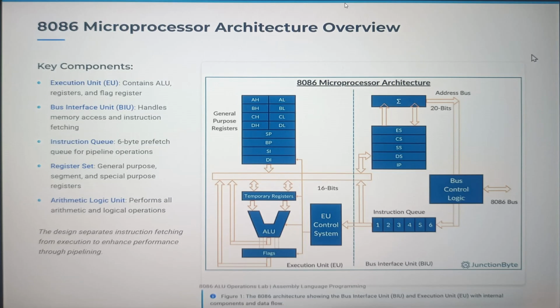Then we have the execution unit. All the execution takes place in the execution unit. We have the ALU, which performs arithmetic and logical operations. We have a control unit, flags, temporary registers, and also some general purpose registers AX, BX, CX and DX. These registers are 16 bit and we divide each into two parts, 8 bit each, as you can see here: AH, AL, BH, BL, CH, CL, DH, DL, and some pointers like SP, BP.